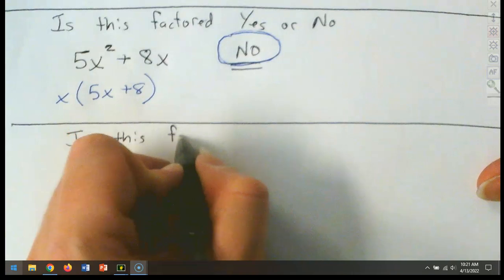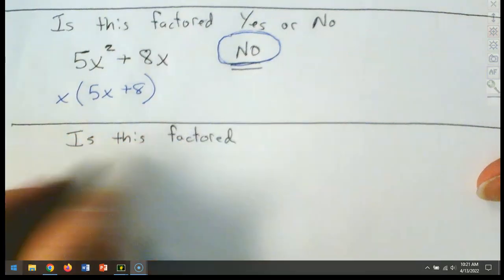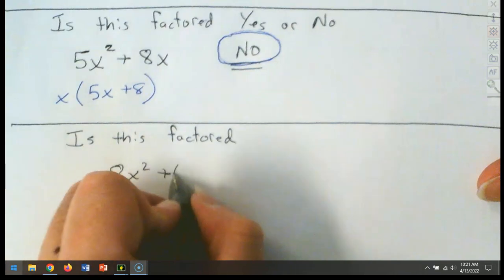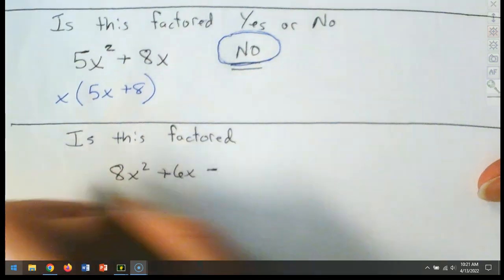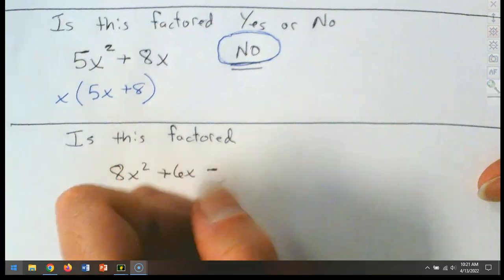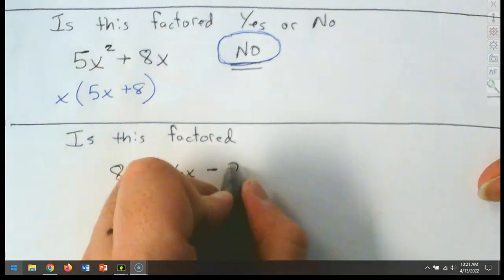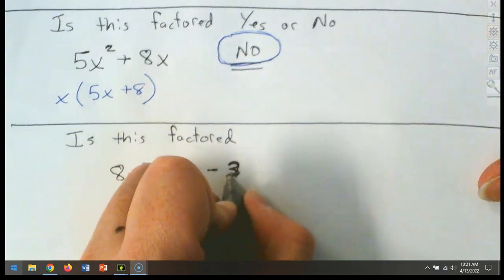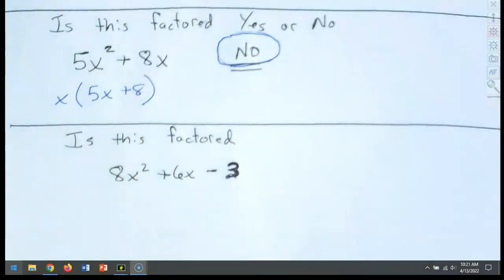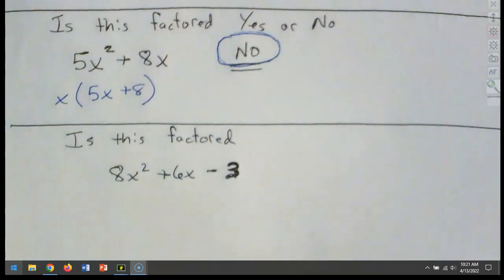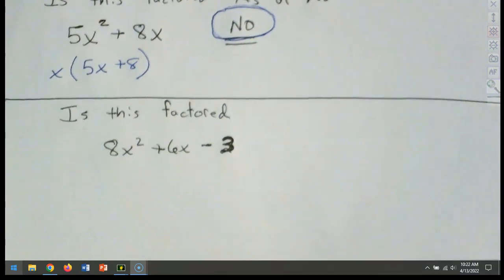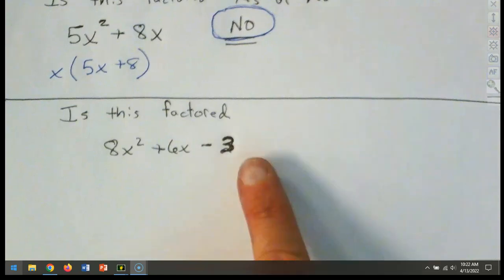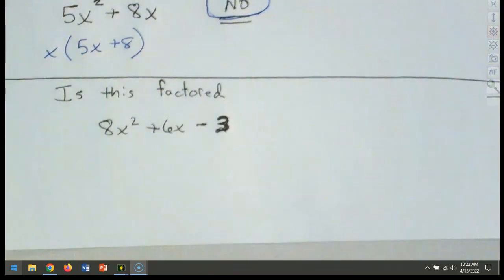Is this going to be factored here? 8x squared plus 6x minus 2. Well, let's not use a 2. That'll make it factored. How about minus 3? Okay, now, is this one completely, fully factored, yes or no? Okay, if it's not factored, then what can come out? No, x can't because it doesn't have anything there, right? Okay, for it to be completely factored, nothing can come out.